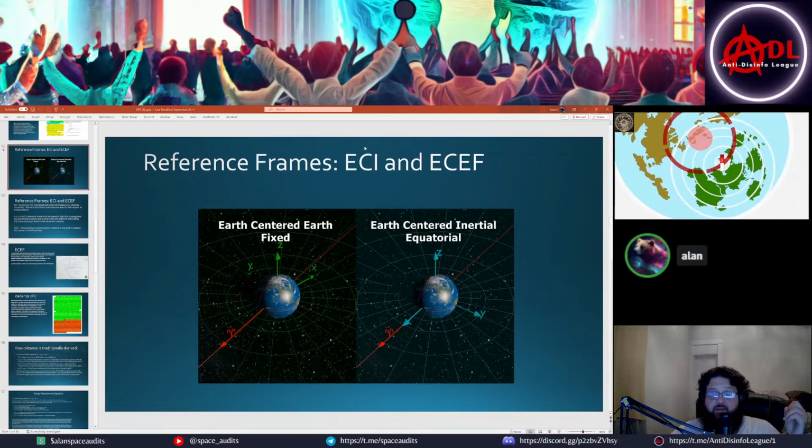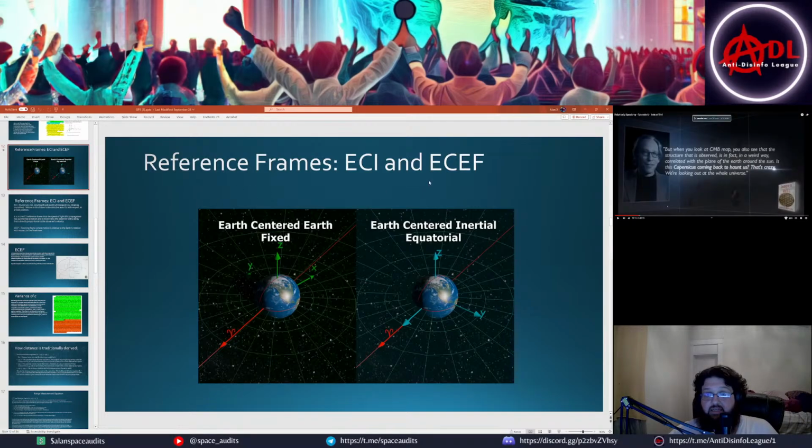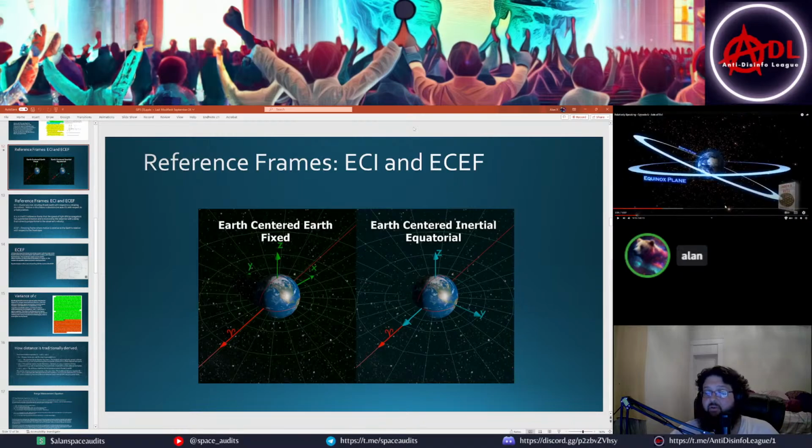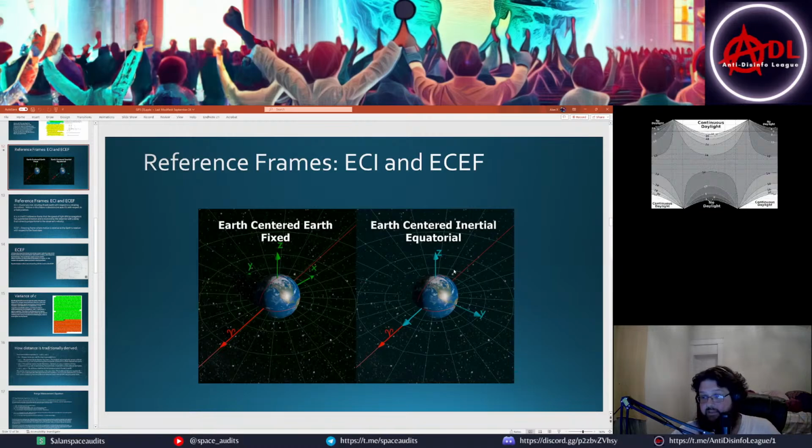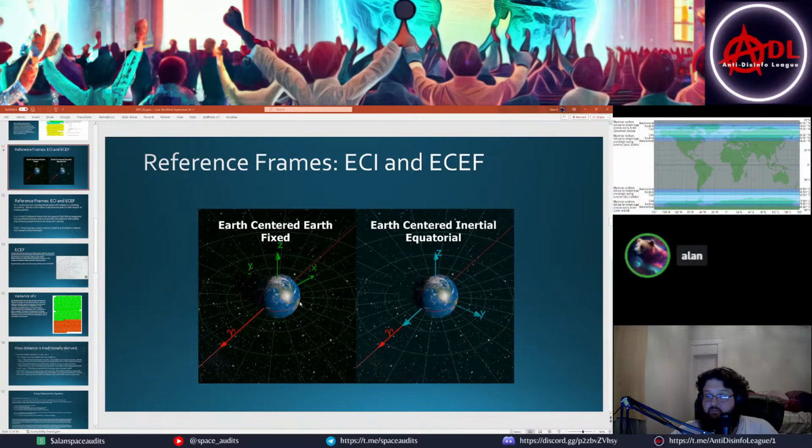they take that distance that they derive in that first frame and they transform it to the ECEF frame, the Earth-centered Earth-fixed frame, which is a rotating frame with respect to the fixed stars. So that's the distinction that they make there, if that helps. They start with a fixed position.